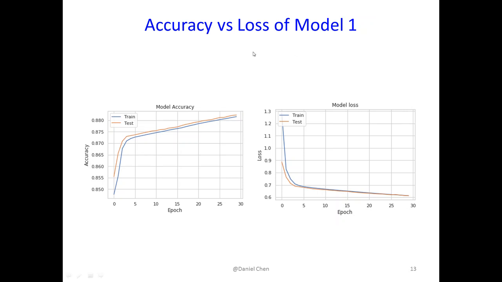And so you can see the accuracy went up, while the loss is still going down. Doesn't look like there's any major issues with the epochs right now.